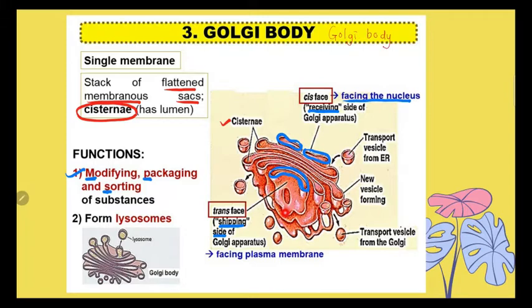Okay, so usually I recommend students to memorize RMPS or rampas. R is for receive. We can add receive to the first function: receive, modify, package, and sorting of substances, rampas. The second function of the Golgi body is to form other organelles, which is forming lysosomes. The diagram below shows how a lysosome is produced from the Golgi body.